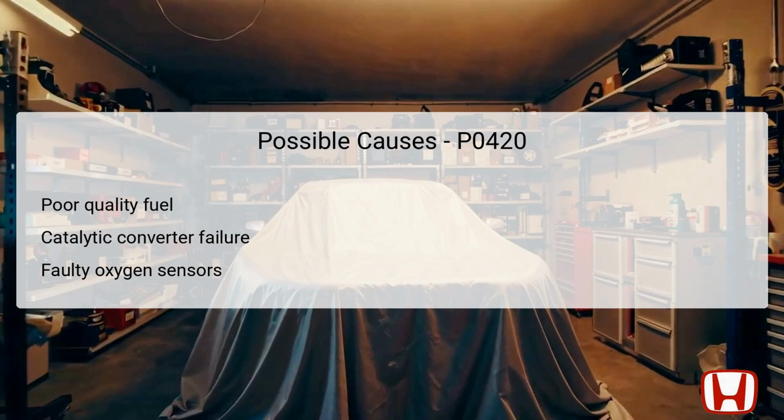Another potential issue could be faulty oxygen sensors, particularly the secondary HO2S. If this sensor is malfunctioning, it may provide incorrect data to the PCM, leading to a false indication of a problem within the catalytic converter. Therefore, it's essential to examine the fuel quality, check the functionality of the oxygen sensors, and inspect the catalytic converter for structural integrity before proceeding with repairs.